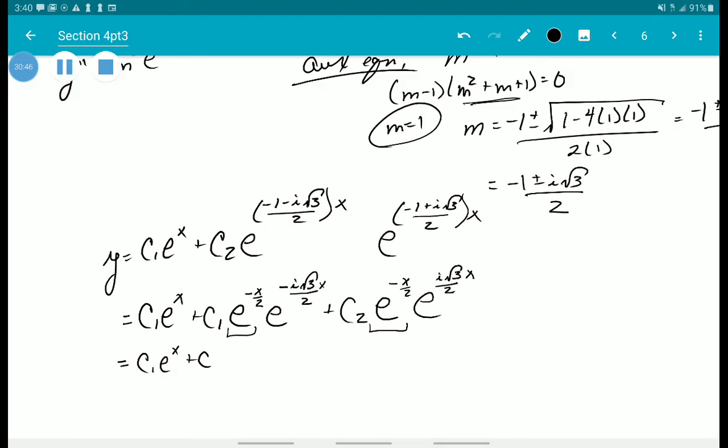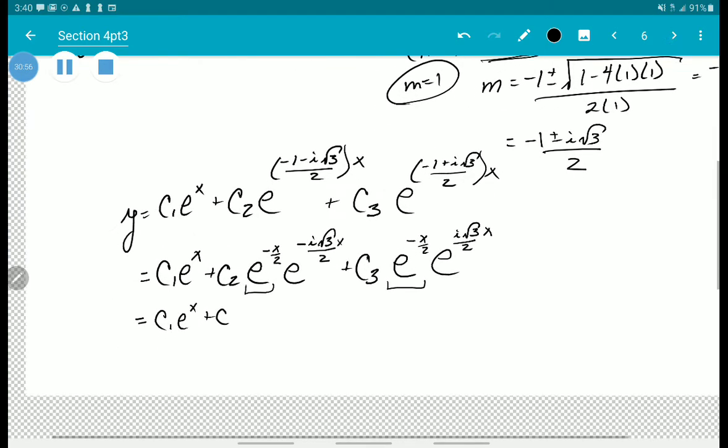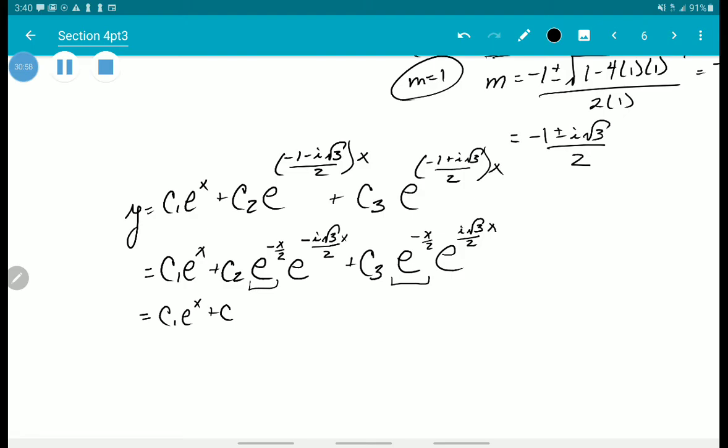Oh, let me fix my constant here. Let's call this guy C3. Sorry about that. Just to make it clear, those are 3 different constants possibly. So I'm going to factor out that e to the negative x over 2. And that's going to leave us with C2 e to the negative i square root of 3 over 2x plus C3 e to the i square root of 3 over 2x.